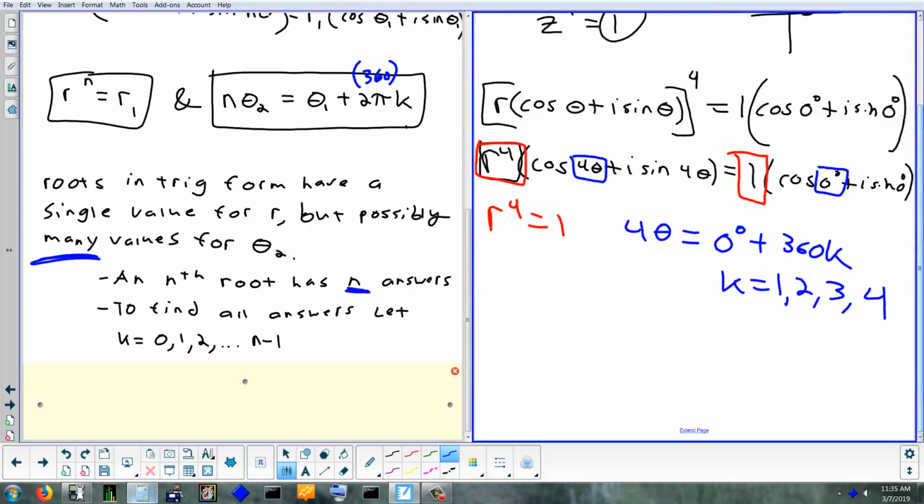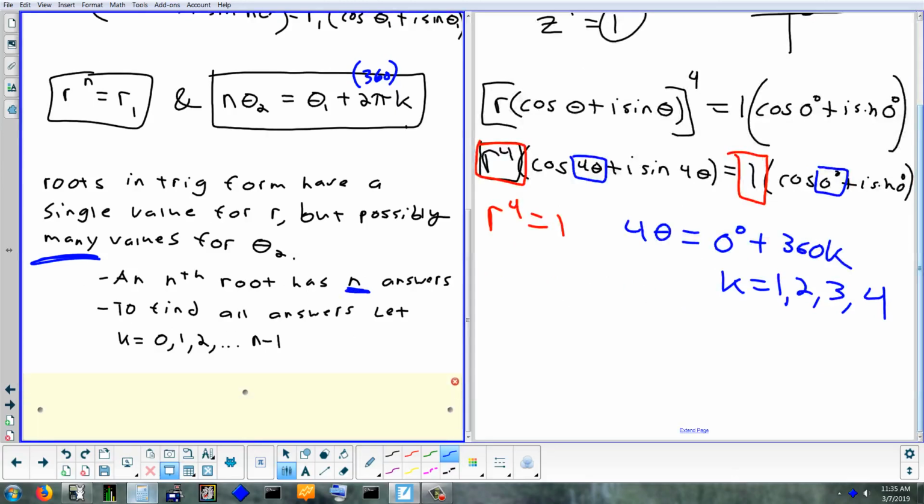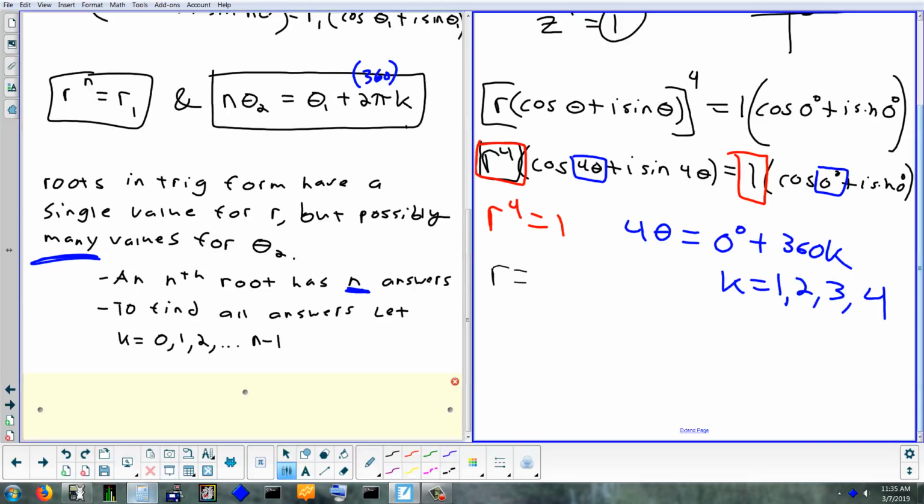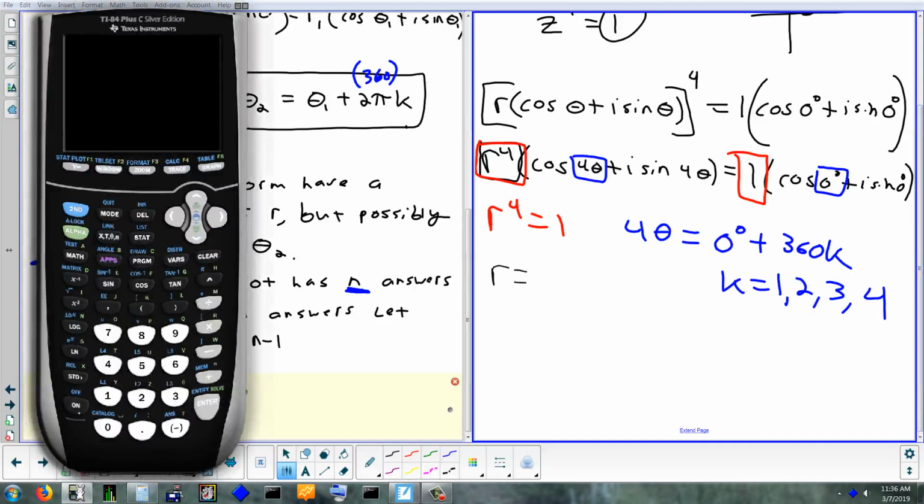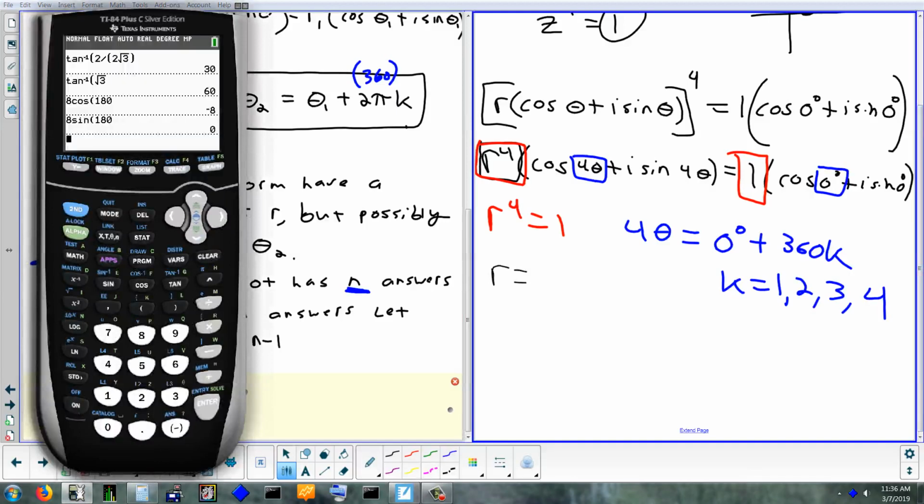Now use that information to write our final answers. Okay, let's start by finding the radius. Just take the 4th root of each side. You can use your calculator, and I'll show you in case you get a number you can't do in your head. The 4th root of 1, which is how much? 1. So my radius is 1.